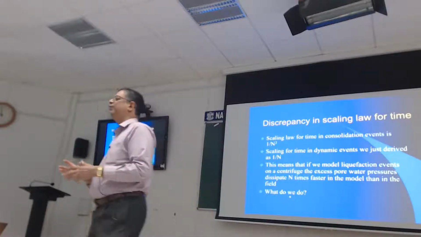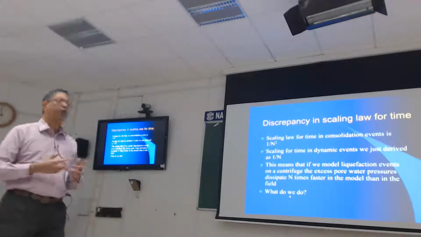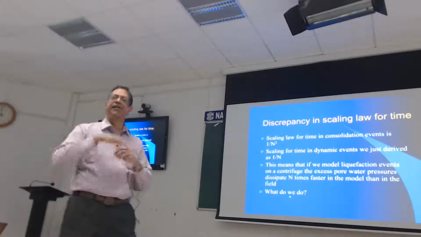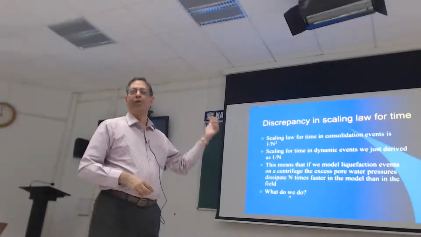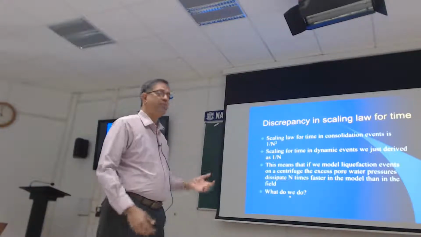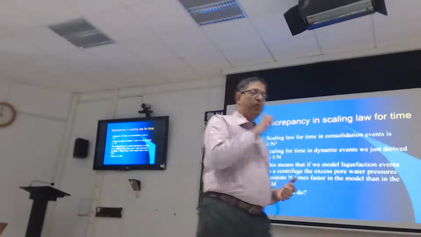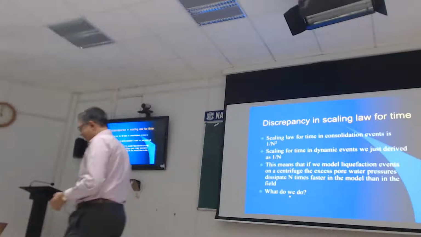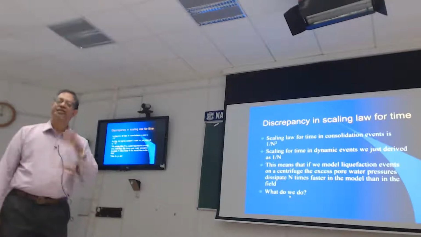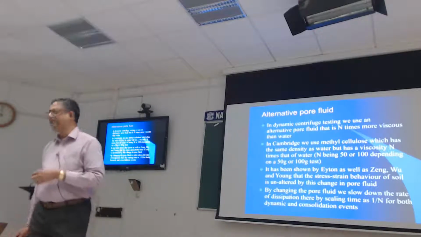And particularly for what we are interested in, which is the liquefaction issue, this is even more showstopping. Why? Because the excess pore pressures will be generated following the scaling law of 1 over n, and the dissipation will happen n times quicker because there is that n factor again. So what do we do? There are two things you can do. One was the question somebody asked yesterday: you can change the particle size or you can change the pore fluid.